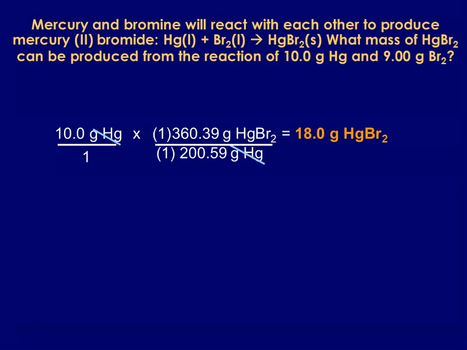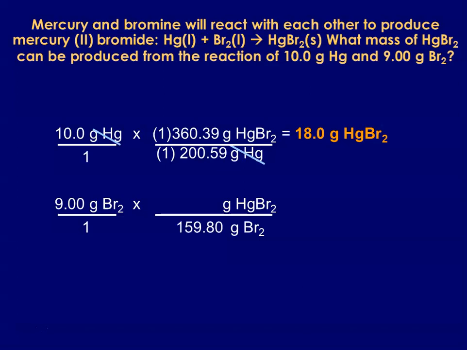I'm going to repeat this process with bromine, taking my 9 grams of bromine, and this time I'm going to get rid of grams of bromine, and I'm still going to be finding grams of mercury to bromide. If you happen to have more than one product, you can pick whichever product you want to use, but you have to compare, in terms of limiting and excess reactants, the same products to each other.